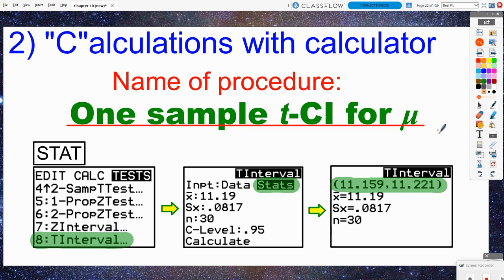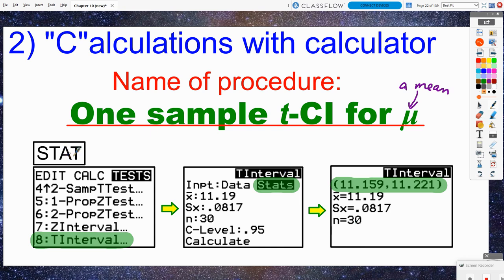All right, now if instead of using the formula, you want to use the calculator command, a lot of you guys have been wanting to use those calculator commands because it makes the calculations go by so much quicker. So the proper name of this procedure is a one sample t confidence interval for mu, or for a mean. Not a sample mean, but technically a population mean. But if you just say a mean, we're going to imply a population mean here. Now, what if they give us the population standard deviation sigma? Well, then you would do a one sample z confidence interval. But again, for the most part, we are going to be doing a t confidence interval.